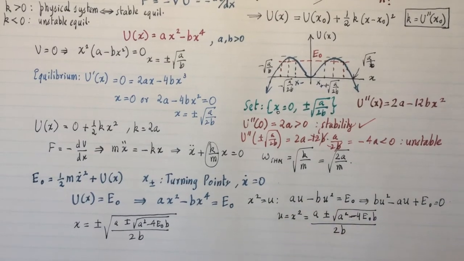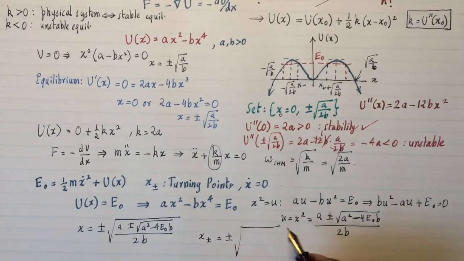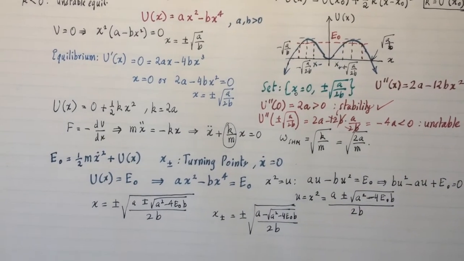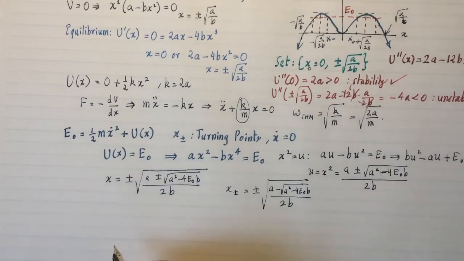So to keep the solutions that matter to us, I need the smaller value. So the turning points x plus minus are actually plus or minus the square root of a minus the square root of a squared minus 4 E naught b, divided by 2b. Okay, so that's the 2 turning points. Now once you have the turning points, you can actually find out many other interesting things.